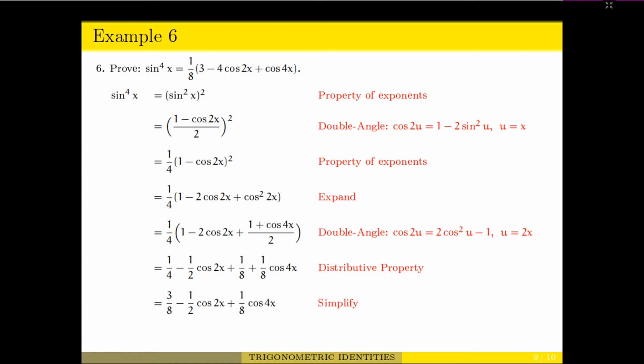Lastly, we factor out a common factor, which is 1 over 8. That will give us 1 over 8 times quantity 3 minus 4 cosine 2x plus cosine 4x. Hence, we prove that sine raised to 4x is equal to 1 over 8 quantity 3 minus 4 cosine 2x plus cosine 4x.